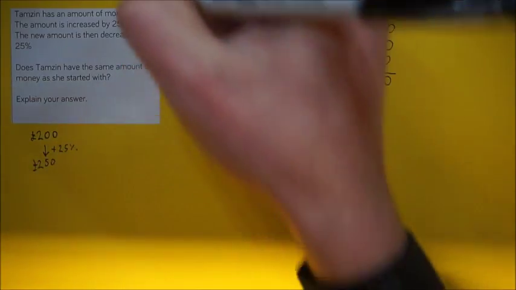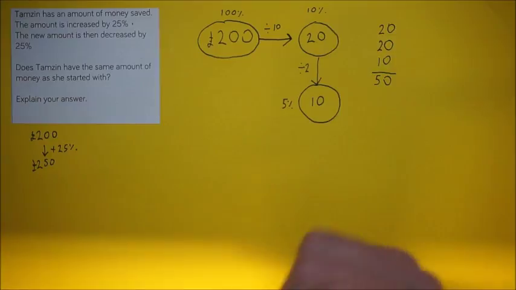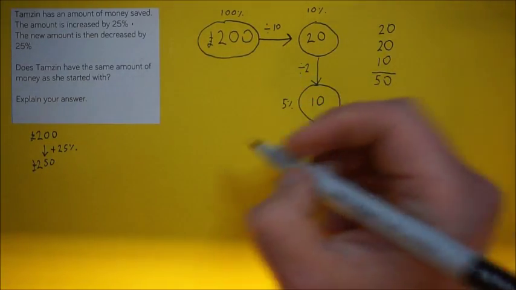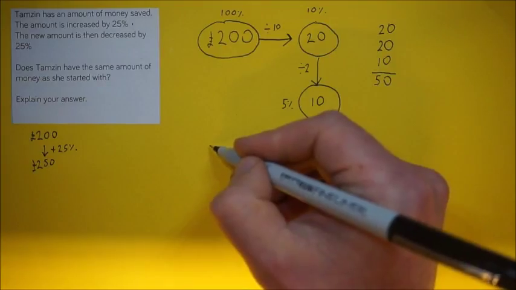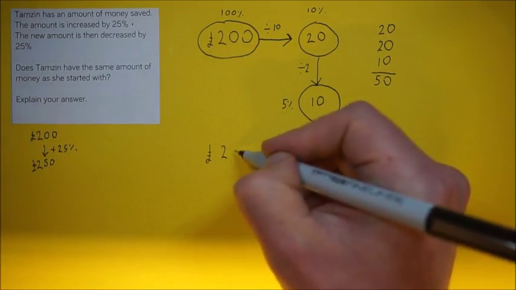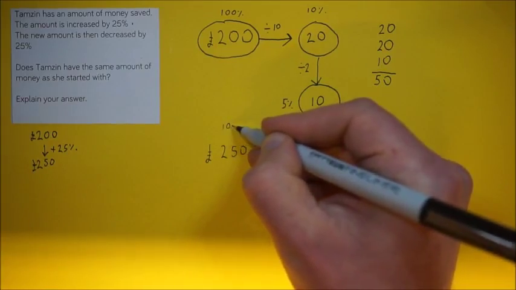Right, so we're part way through. We are at this part of the problem. This is our new amount, 250. If it's now decreased by 25%, we want to know what happens. So I'm going to do another bubble method here. £250 is my new 100% value.